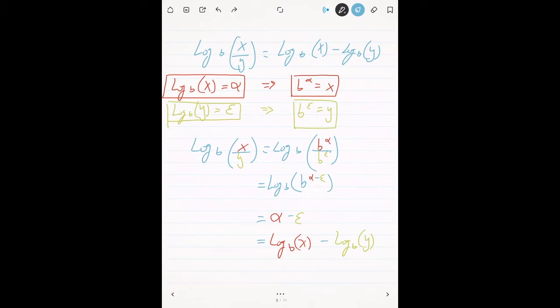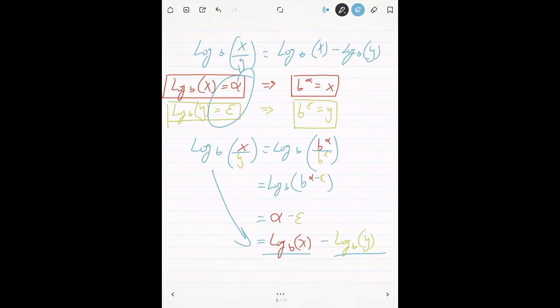Well, just like before, we have that property that says log base b of b to some power, these just cancel out and you're left with whatever the exponents are. So, since log base b and b canceled out, we're left with alpha minus epsilon. Well, again, you know what those equal. They're just simply log base b of x and log base b of y. Again, this is a simple way of showing that log base b of x over y can turn into log base b of x minus log base b of y.